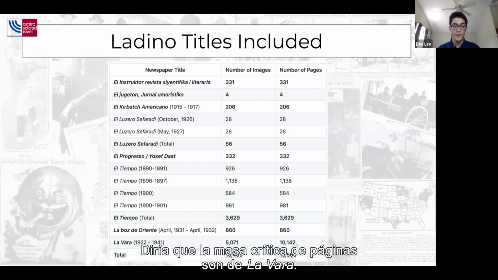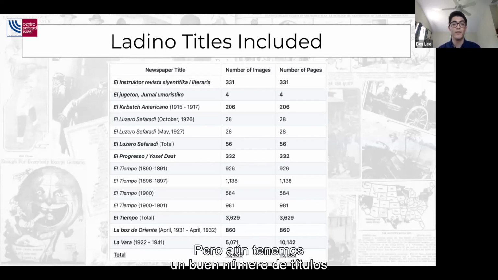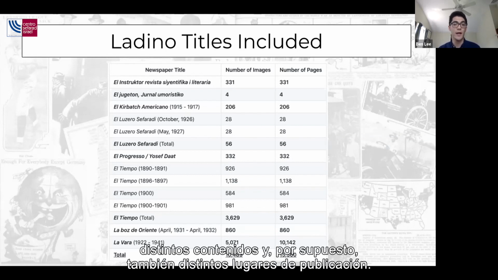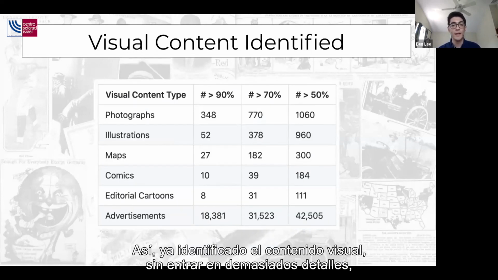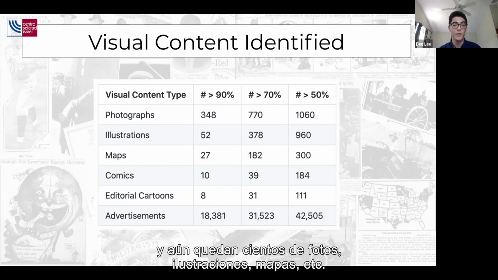You can see that the critical mass of pages, I would say, are from La Vara. We have about 10,000, and then El Tiempo, about 3,600. But we still have a number of other titles that I think give us different slices, different leanings, different content, and of course, different publication locations as well. In terms of the visual content identified, without going into too much detail, we've identified what we think of as roughly tens of thousands of advertisements, but still hundreds of photos and then illustrations, maps, etc.